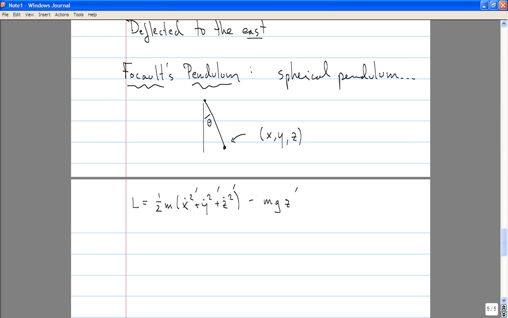So if I wish to write down the velocity in the body coordinates, that differs by the addition of a term proportional to omega cross r. That's just another way of writing down the formula for r dot in terms of r dot prime that I showed you about 10 minutes ago.